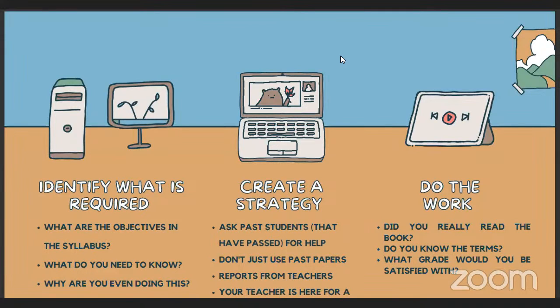Okay, so first and foremost, guys, thanks Joseph, by the way. We want to identify what is required, because if we don't know what is required, we won't know what to do. So based on everything that's in the syllabus, I'm pretty sure you guys have read it or have seen it or have at least heard something about it. You should know what the objectives are, what you're required to do as a student, right? What do you need to know?